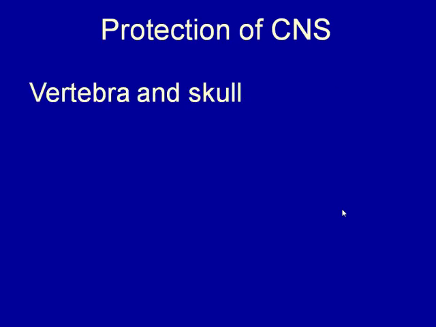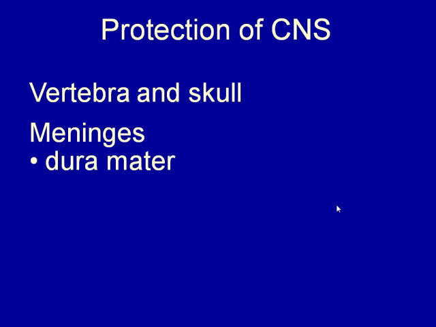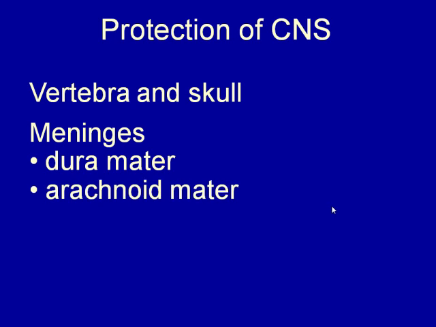The brain is a pretty vital structure, so it is well protected. The vertebra protect the spinal cord and the skull protects the brain. And then there are membranes called meninges that cover the brain and the spinal cord. The outermost one is the dura mater, which is a very tough membrane. In the middle we have the arachnoid mater, which is loosely attached to the pia mater underneath, making it look like it's a spider web, hence the name arachnoid. And then the pia mater is a very thin, delicate membrane that directly adheres to the brain.